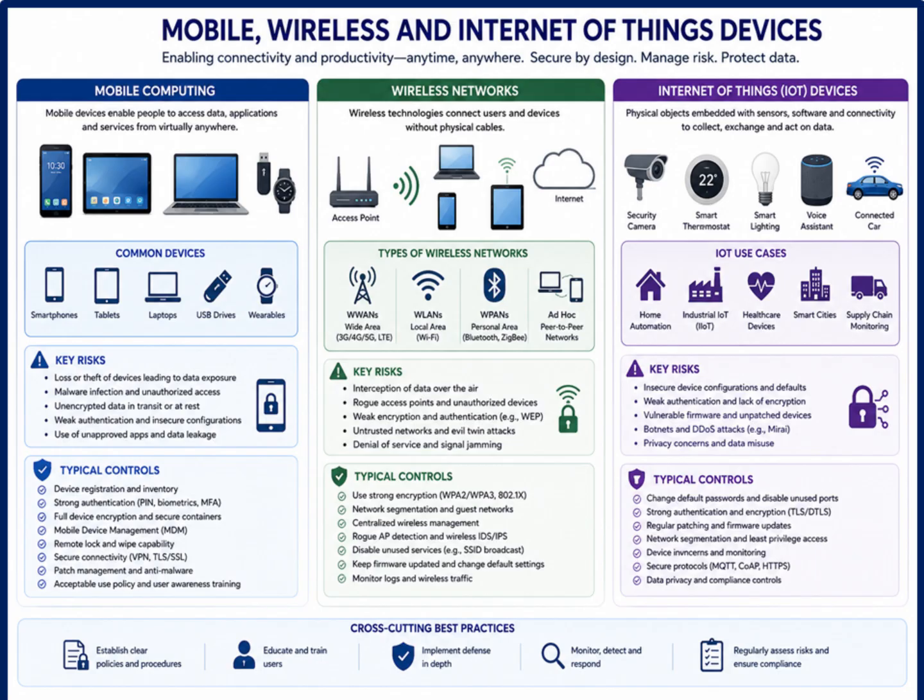The slide highlights several common IoT risks, including insecure default settings, weak authentication, outdated firmware, botnet attacks, denial of service attacks, and privacy concerns related to excessive data collection. Organizations should implement controls such as changing default passwords, enabling encryption, patching firmware regularly, using network segmentation, restricting device privileges, monitoring device activity, and enforcing privacy and compliance requirements.